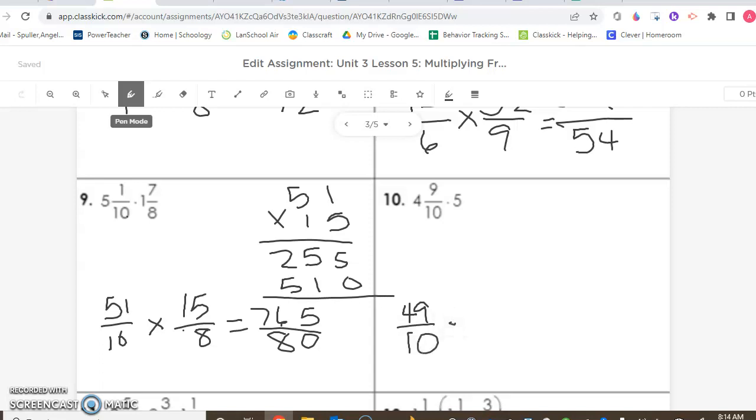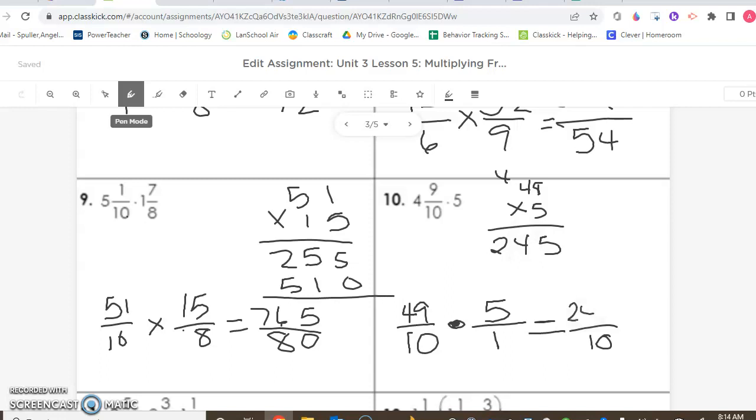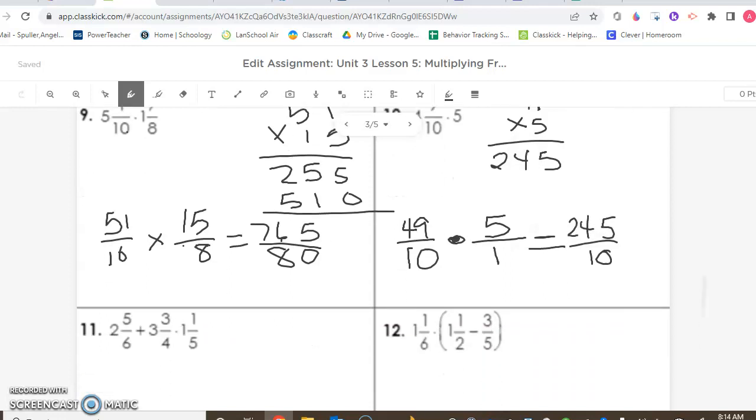And then I'm going to put the dot so you see this multiplication, 5. Whenever you have a whole number, you just put it over 1, okay? So 10 times 1 is 10, and then 49 times 5: 5 times 9 is 45, carry 4. So it would have been equal to 245. Good job.